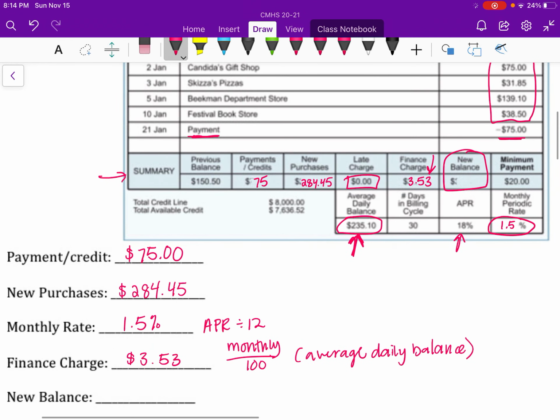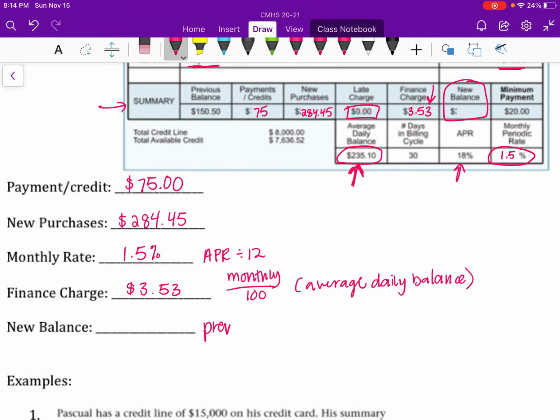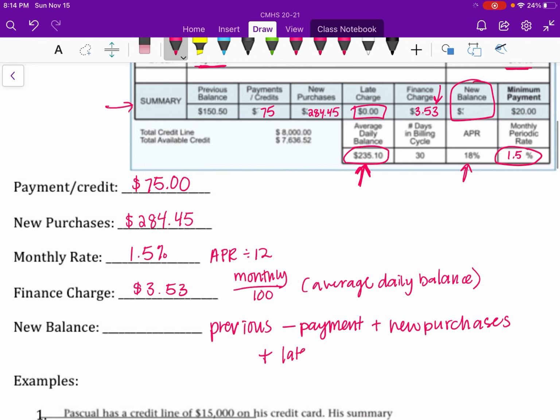What we have to do for that is we're going to take the previous balance, we're going to subtract the payments, because remember, we paid those off already. We're going to add the new purchases. We're going to add the late charge, which remember in this case is 0. And we're going to add the finance charge. And that is how much we're going to have for the new balance. And remember, new balance is not the amount you have to spend like with debit, but the amount that you have to pay off eventually.